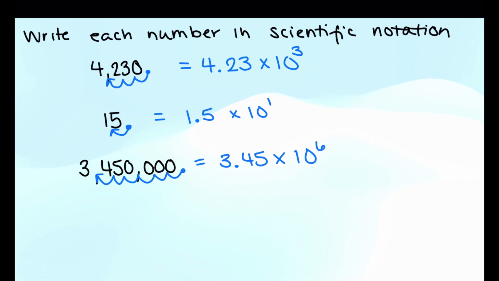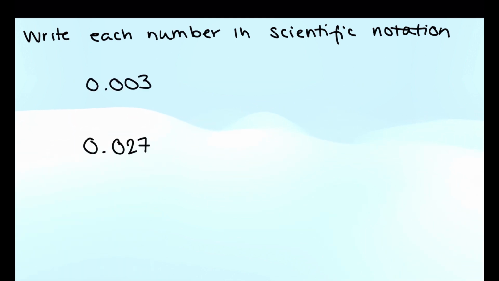In all of these problems, I move my decimal to the left. I have large numbers, so my exponent is going to be positive. If we're dealing with small numbers, if we have to move the decimal to the right, that means our exponent is going to be negative. So 0.003, I move the decimal until I have one non-zero digit to its left. So this time I have to move it 3 places to the right, and that gives me 3 times 10 to the negative 3.